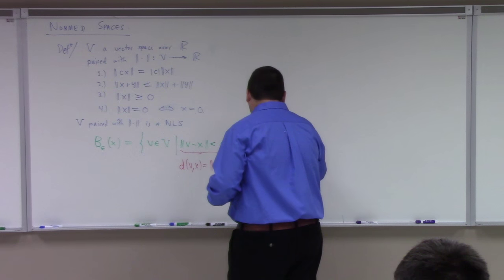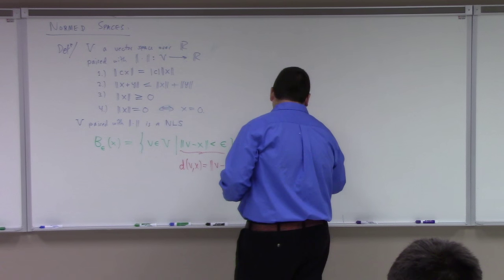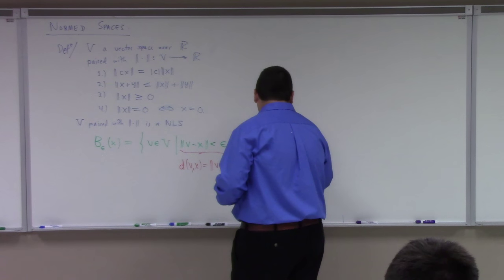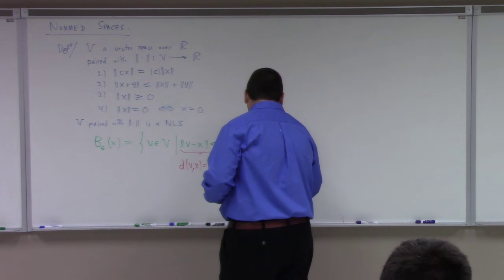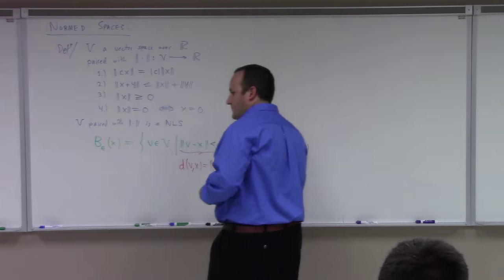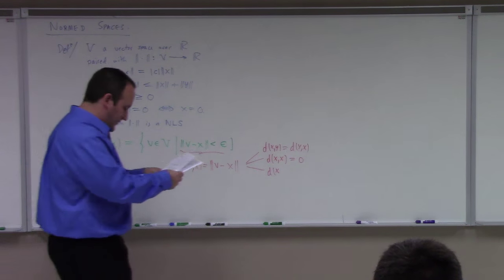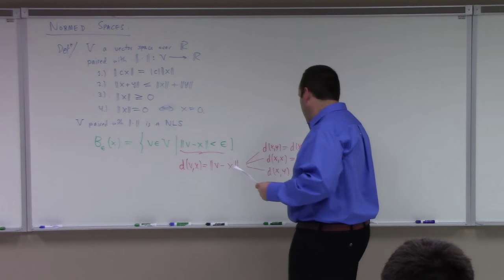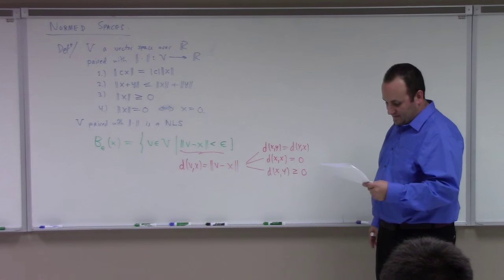So distance from x to y is equal to the distance from y to x, same coming and going. It's not like your commute to work. The distance from x to x is zero. The distance from x to y is also greater than or equal to zero. These two things that I just wrote collectively are referred to as positive definite. The metric is positive definite.